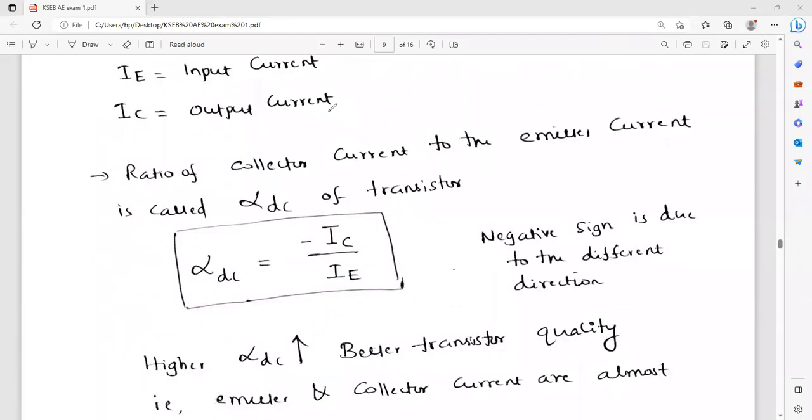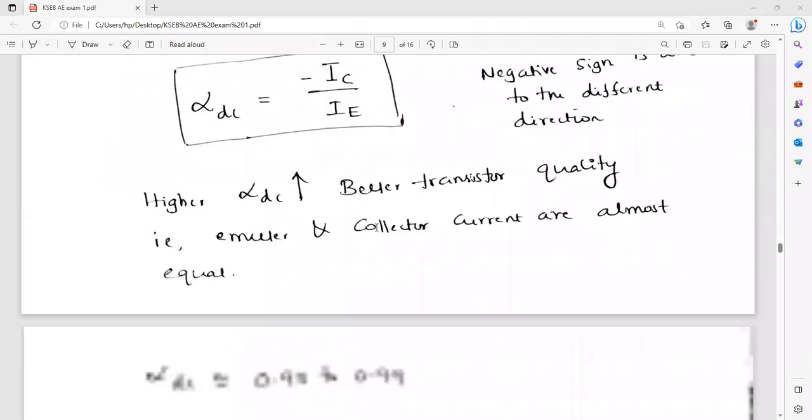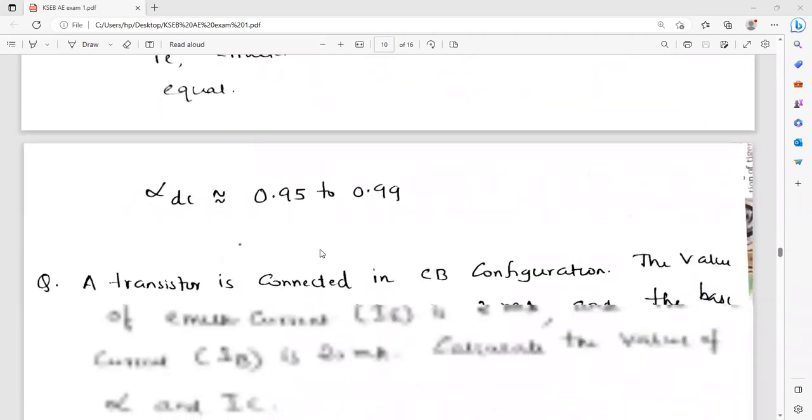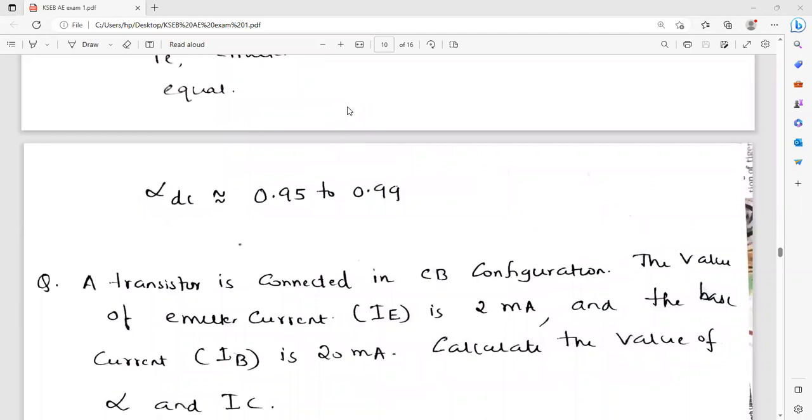Similarly, another one is the formula of current gain. So current gain can be written as alpha equal to negative of IC divided by IE. So why the negative sign? The negative sign is due to the different direction. That is why the sign is given as negative. All right. The ratio of collector current to emitter current is known as alpha DC, IC by IE. So one more important thing. If you find the value of alpha DC is very high, it's a ratio, then it is a better desirable quality of a transistor. Usually the alpha DC varies from 0.95 to 0.99 for a better quality of transistor.